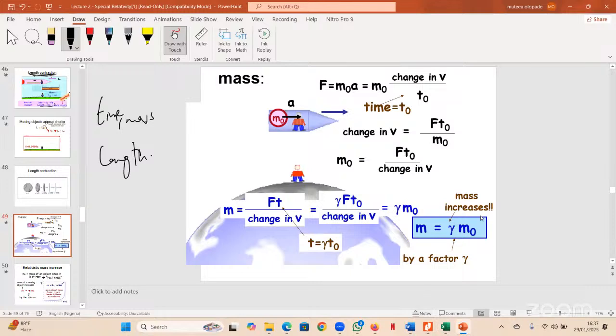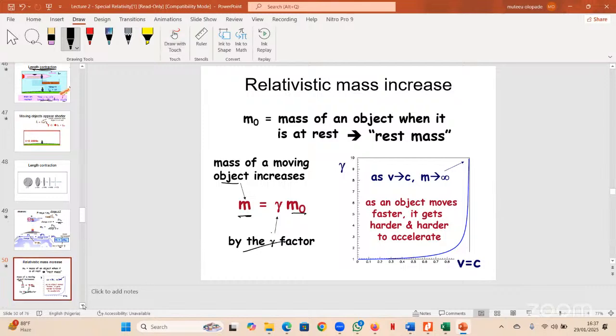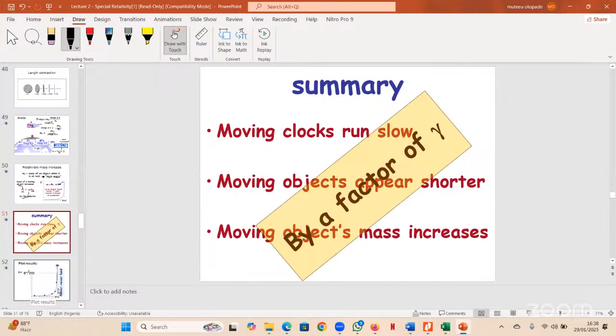You can see that the mass increases by a factor of this. Mass increases by a factor of that. So from what you have here, mass of an object when it is at rest, rest mass, which is this, it is smaller than m, mass of a moving object. That one will increase by this factor. So the rest, do you have questions?